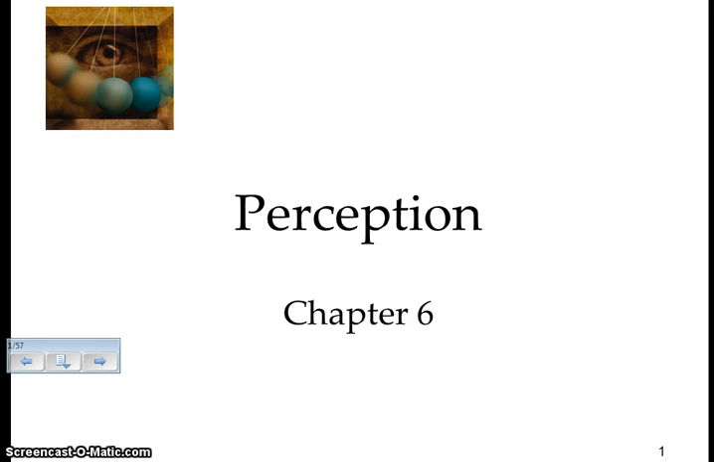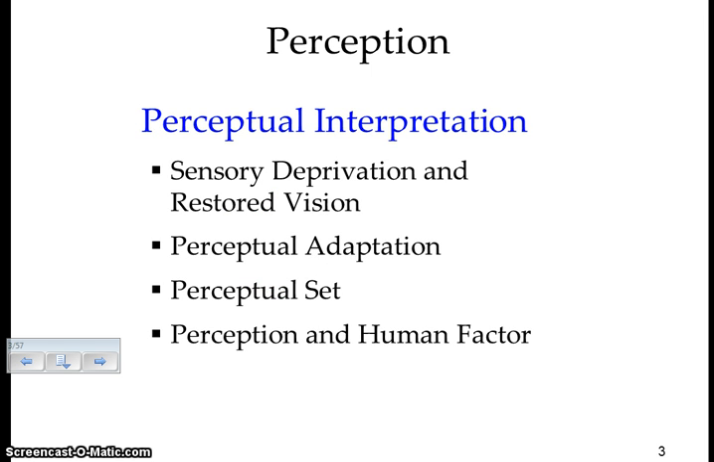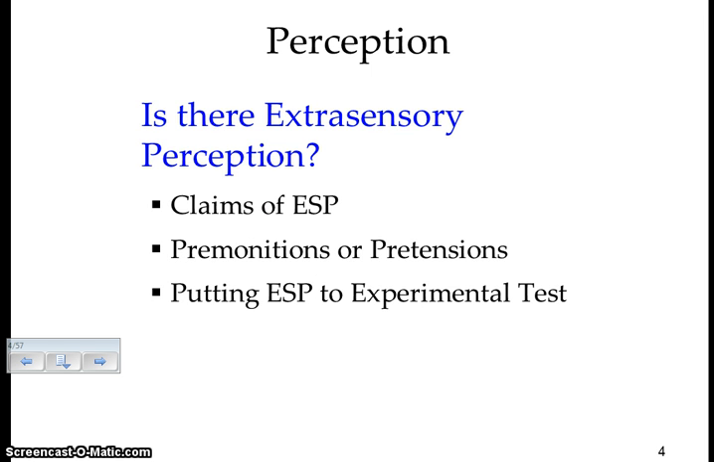Today we're going to talk about perception, which is chapter 6 in the David Myers 8th edition textbook. So again, remember these beginning slides are just a summary, a real quick outline of what the book is talking about. So we're going to look at selective attention, perceptual illusions, perceptual organization with form perception, motion perception, perceptual constancy. We'll look at perceptual interpretations, and the last one, is there extrasensory perception, or ESP.